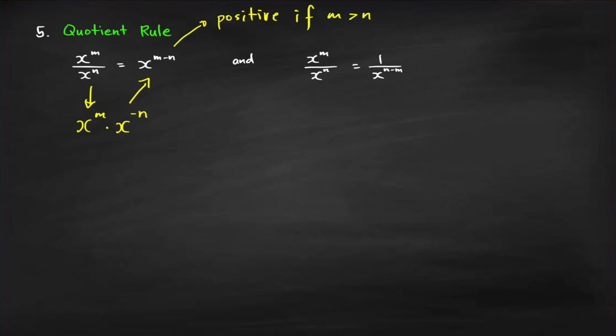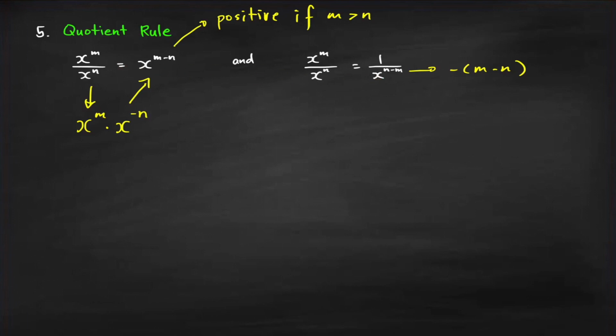So what if we have m that is less than n? If m is less than n, this m minus n here is a negative integer. So to simplify that expression, you need to move that to the denominator. But moving this x raised to m minus n to the denominator will actually give you x raised to the negative of m minus n. And the negative of m minus n is actually equal to n minus m. So this n minus m here is the negative of m minus n. So as you can see, both of these expressions are equivalent.